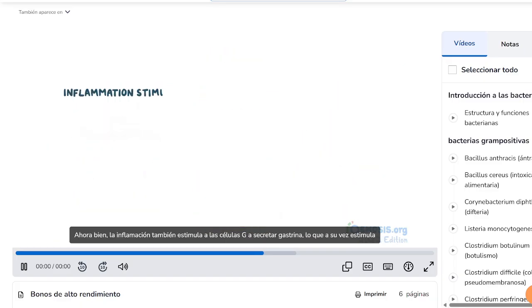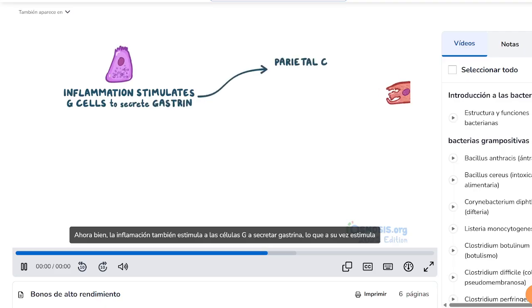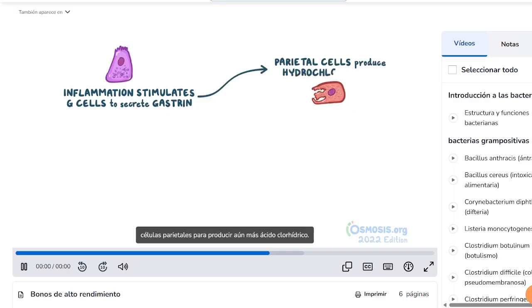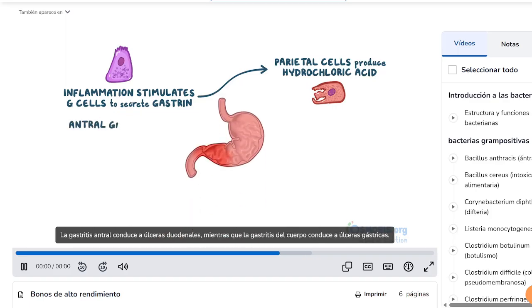Now, inflammation also stimulates the G cells to secrete gastrin, which in turn stimulates parietal cells to produce even more hydrochloric acid. And all this excess acid can spur the formation of both gastric ulcers and duodenal ulcers, the main distinction being the exact location of the gastritis. Antral gastritis leads to duodenal ulcers, whereas corpus gastritis leads to gastric ulcers.